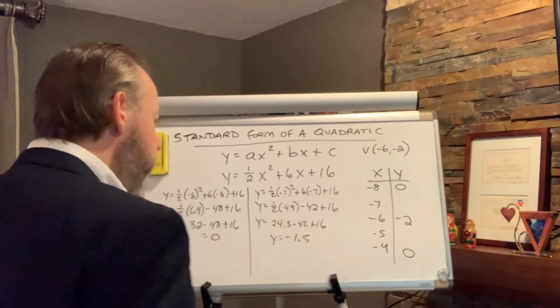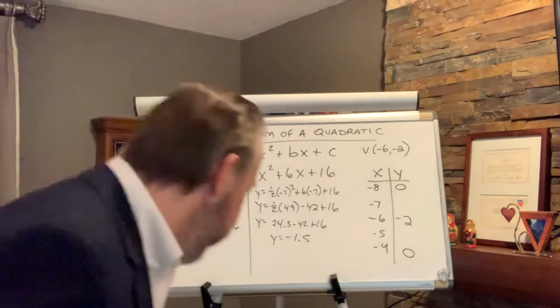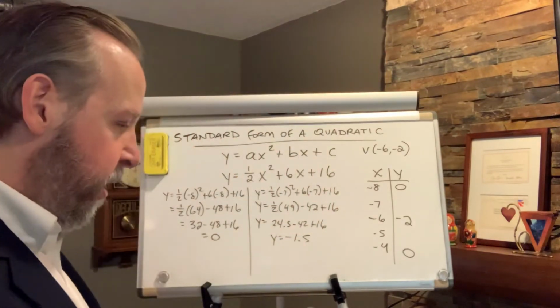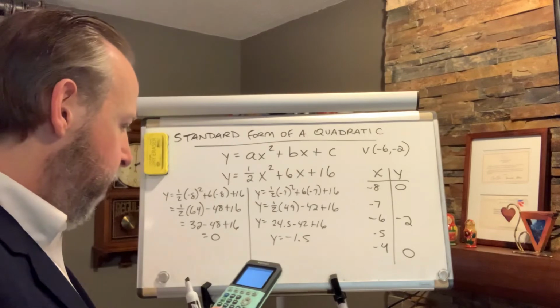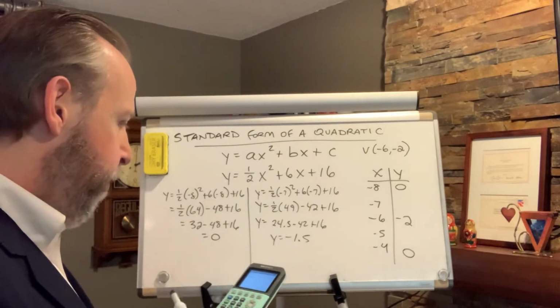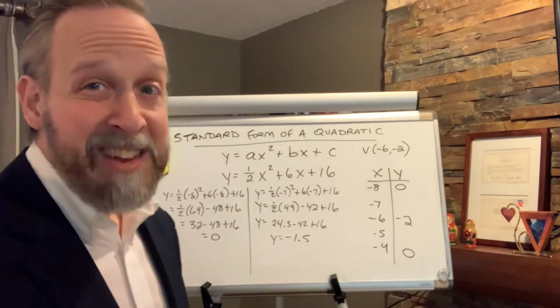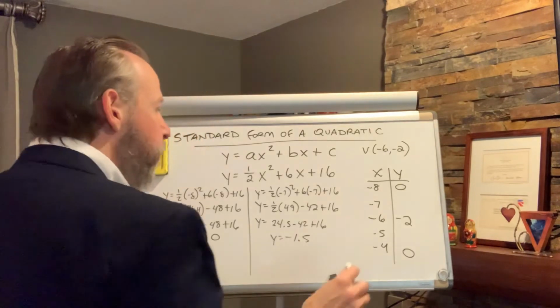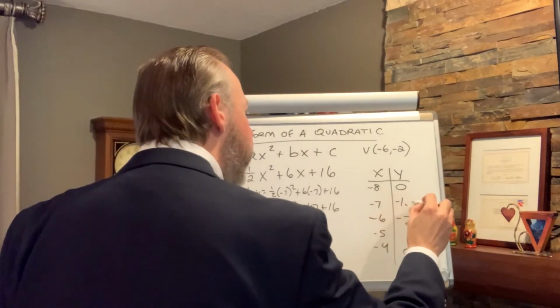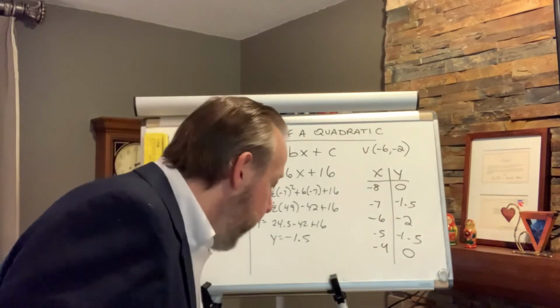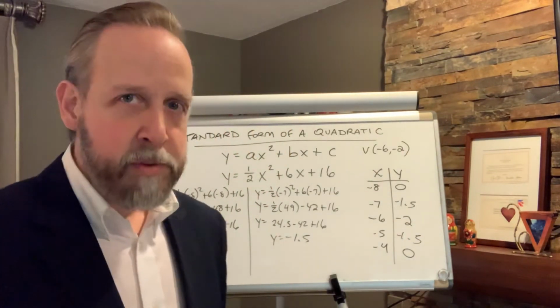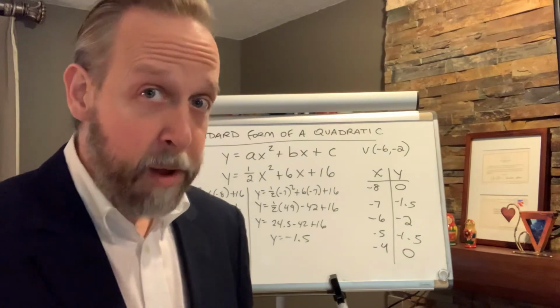Hopefully. Yep, I don't have a calculator. Oh, I do have a calculator. What am I doing? I'm looking at a calculator right here. So 24.5 minus 42, negative 17.5 plus 16 is negative 1.5. Never hurts to double check. So negative 1.5, and it's going to be symmetric. And again, don't be afraid of decimals and fractions. They can exist. It's not a problem.